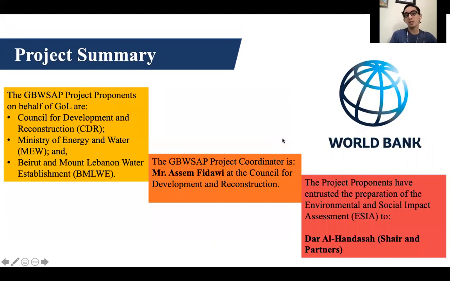A little bit more about this project. The project proponents on behalf of the government of Lebanon were the Council for Development and Reconstruction, the Ministry of Energy and Water, and the Beirut and Mount Lebanon Water Establishment. The project coordination relies on the Council for Development and Reconstruction, and all of them entrusted the environmental and social impact assessment to SIA and partners. This is a firm dedicated to these kinds of assessments in the Middle East region.